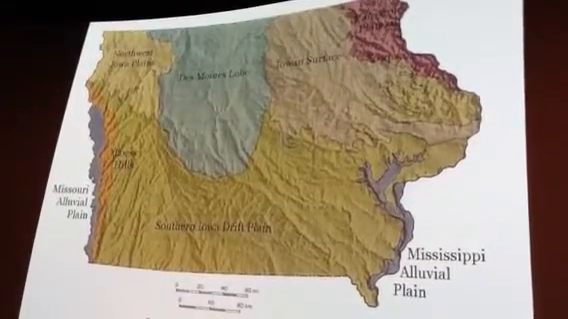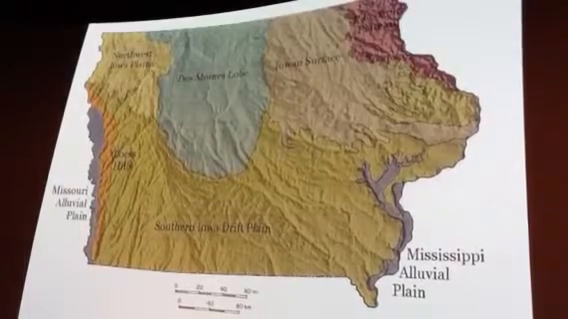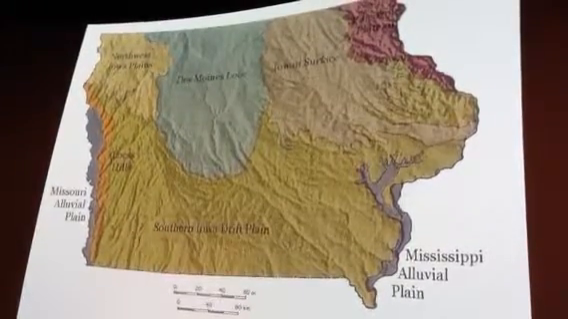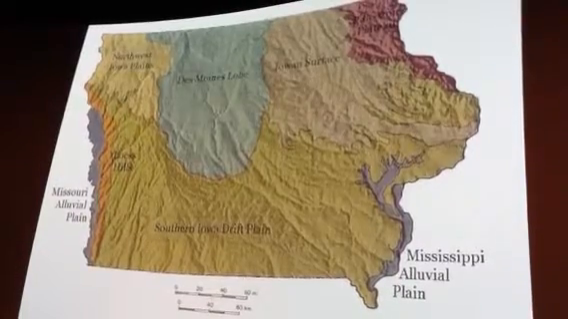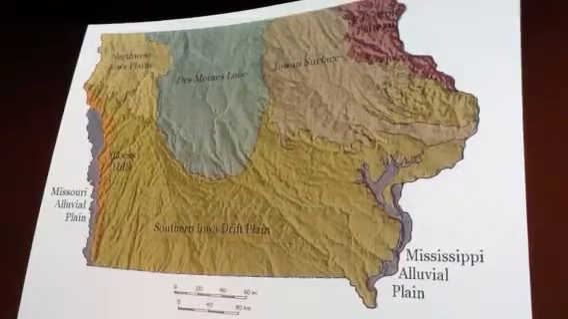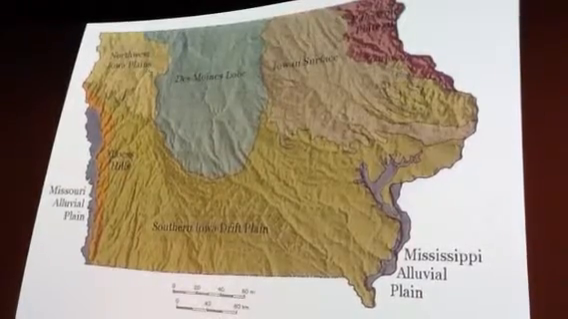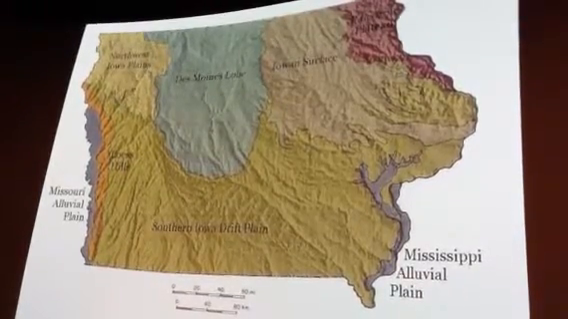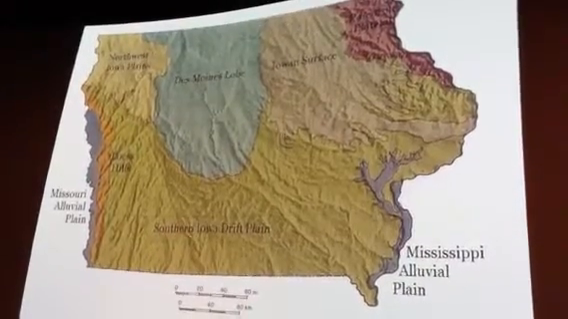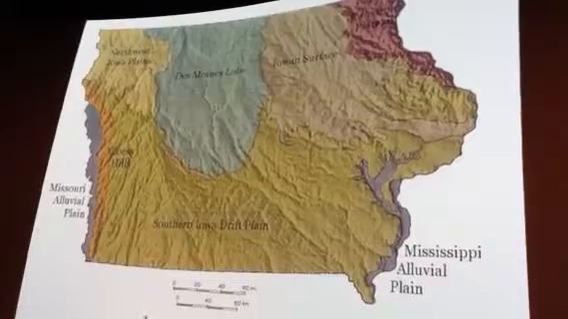So now we name these different regions: the Paleozoic Plateau, Iowan Surface, the Des Moines Lobe, the Northwest Iowa Plains, the Loess Hills, the Southern Iowa Drift Plain, and the Alluvial Plains. And we're going to look at each one of those regions just briefly to show you how they came to be and how they're different one from the other.